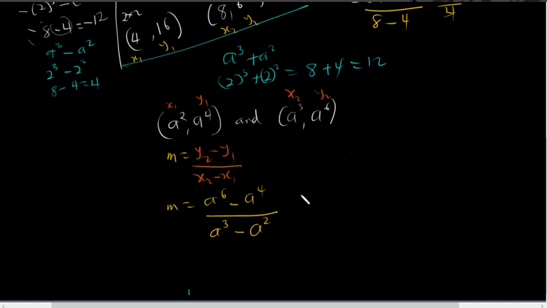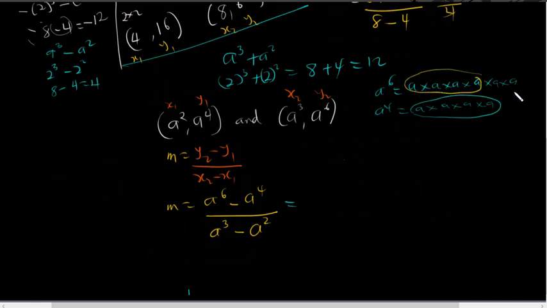Okay, and I can factorize out common terms here. A to the power 6 means a multiplying itself 6 times, 1, 2, 3, 4, 5, 6. And a to the power 4 means a multiplying itself 4 times. So if you compare these two terms, I can get a raised to the power 4. That is, I can get 4 a's out of the 6 a's, 1 2 3 4, and it will be left with still a to the power 2, that is 2 a's.